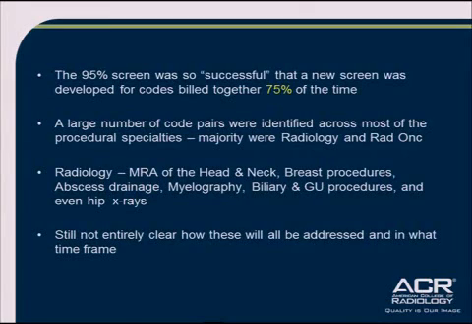The 95% screen was so successful that a new screen was developed, a 75% screen. And if you thought there were a large number of codes on the 95% screen, the number of codes on the 75% screen is just huge. In radiology, a large number of codes, the MRA of the head and neck, breast procedures, abscess drainages, myelography, biliary and GU procedures, and even hip x-rays found their way onto the 75% screen. And it's still not clear. We're still working through how we're going to address all of these new code pairs that were identified.